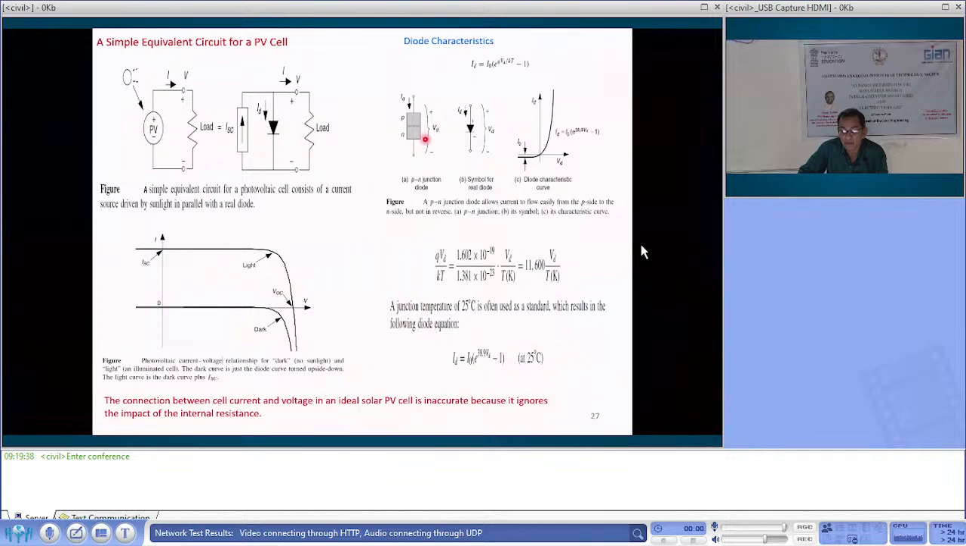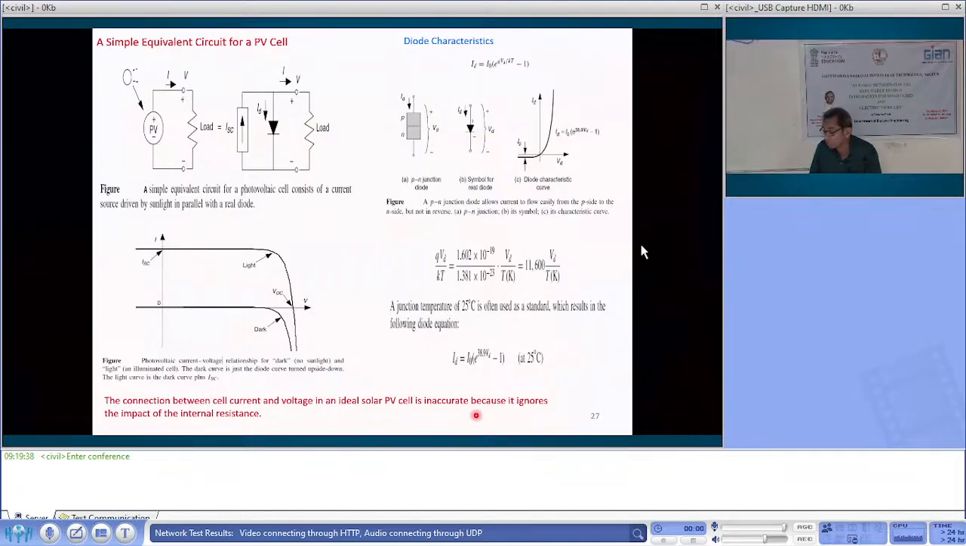The diode current equation you require. The symbol is there. The diode characteristic you know. Sir has talked about this. This leakage current I naught is shown, and then use the diode current equation, and they are considered at 25 degrees, which is the standard test condition. The connection between cell current and voltage in an ideal solar PV cell is inaccurate. Why? Because it ignores the impact of internal resistance.